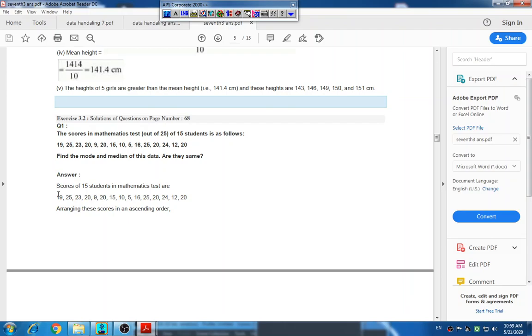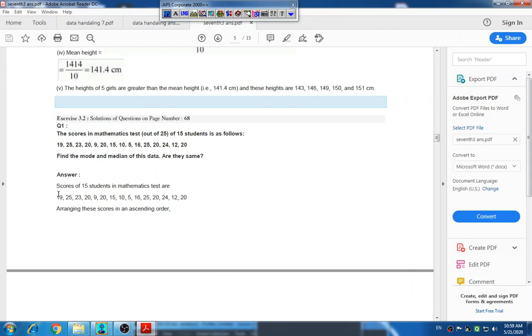Mode of the given data is that value of observation which occurs the most number of times. Median of a given data is the middle observation when the data is arranged in ascending or descending order. We can see there are 15 terms in the given data, therefore the median of the data will be the 8th observation. Look at here, hence the median is 20, and this 20 occurs 4 times, so the mode is also 20, which means both are the same.